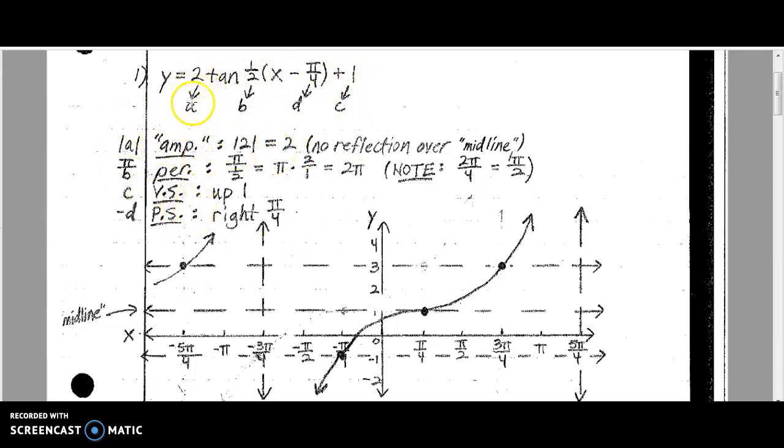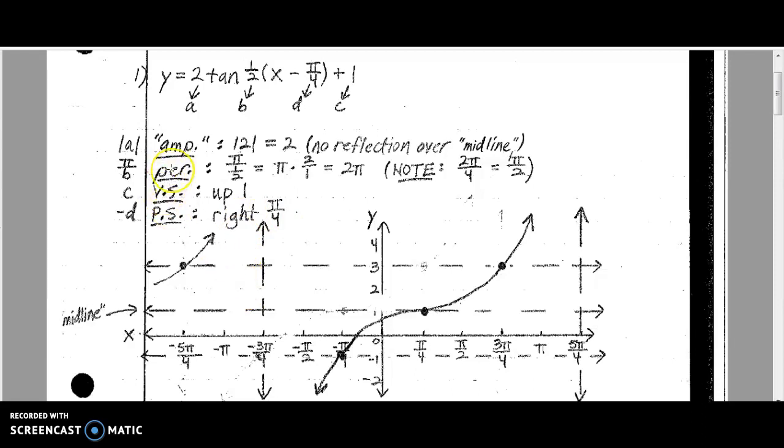So as always, amplitude is the absolute value of A. Since A was 2, the absolute value of 2 is still 2, so my amplitude is 2, and since the original A value is positive, there is no reflection over the quote-unquote midline for my tangent graph. So you can even see my full period here is concave down to concave up because there was no reflection.